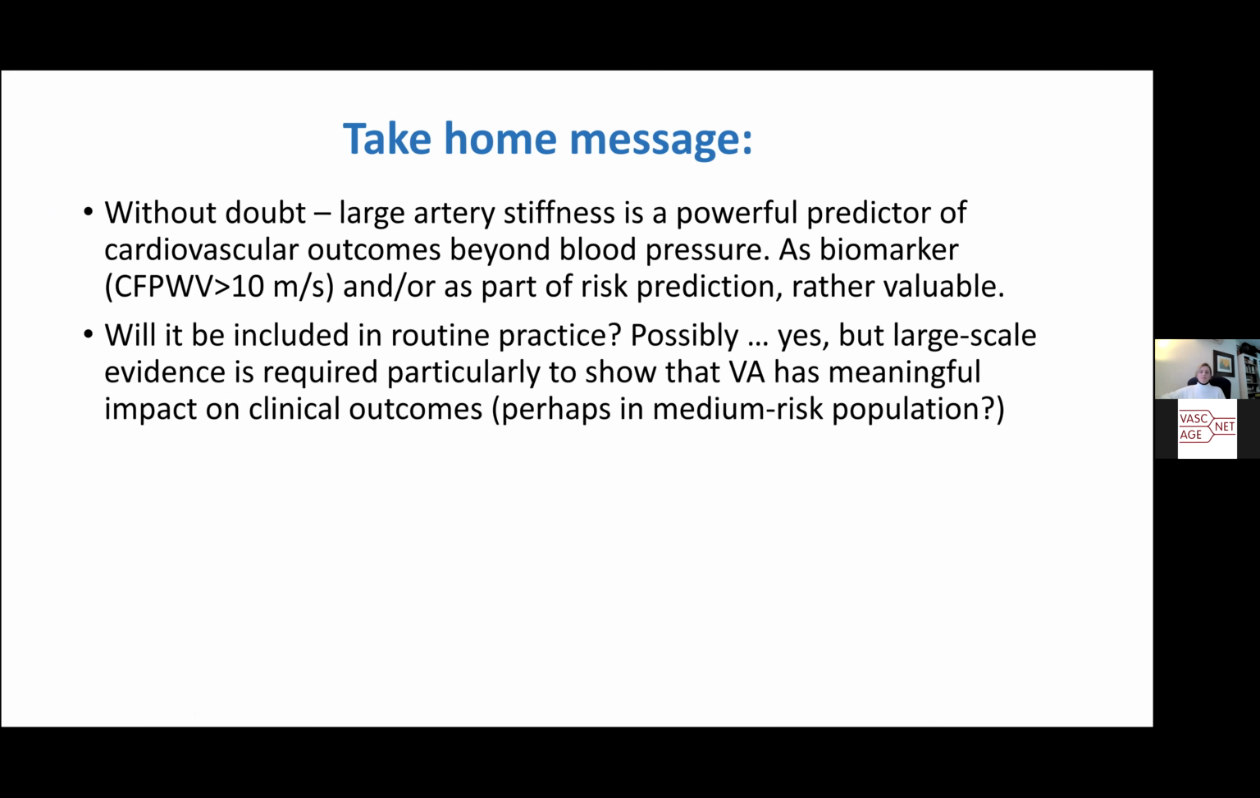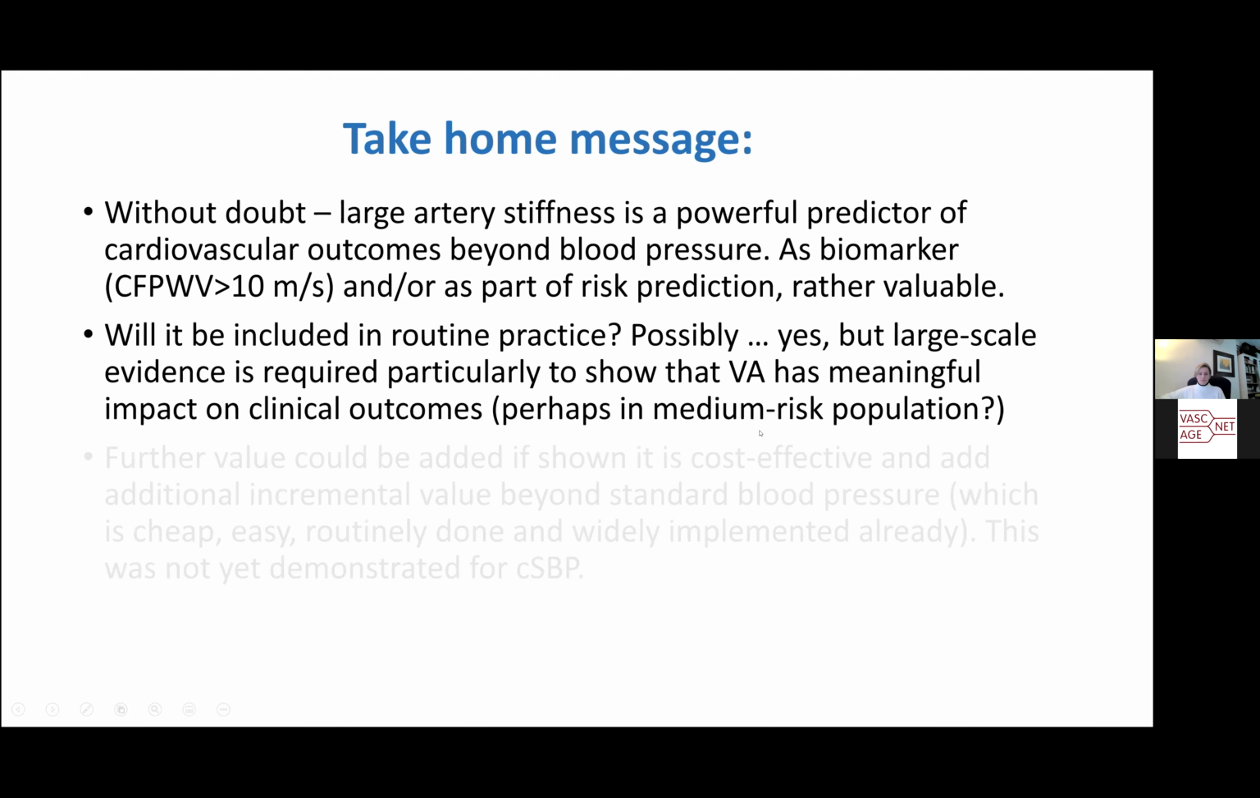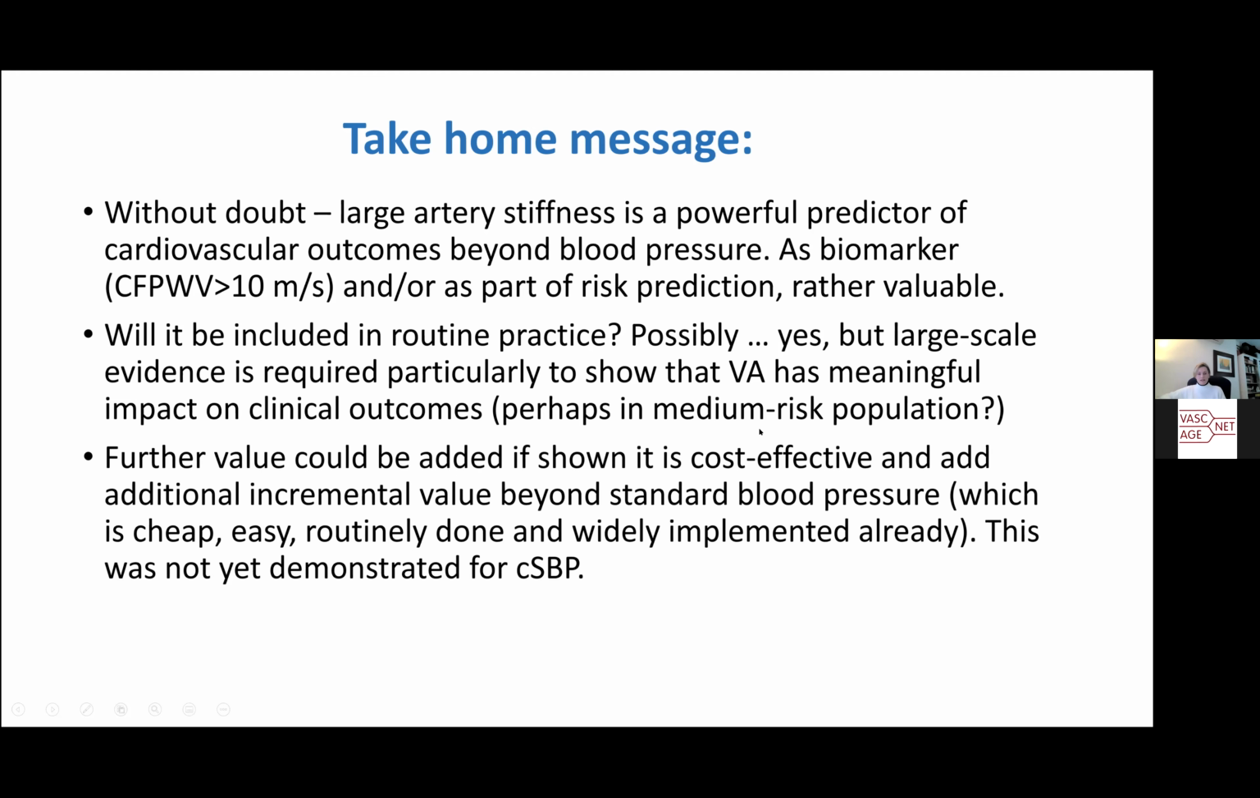Possibly yes. But as I said, it will depend on large-scale evidence such as randomized controlled trials, which is required to particularly show that vascular aging has a meaningful impact on clinical outcomes, perhaps in a medium risk or in a high-risk population specifically, maybe not in the general population. Maybe it's not helpful to do that already in children. It's not cost-effective potentially. It's also not, by the way, cost-effective to do blood pressure screening in children. So quite unlikely that would be the case for arterial stiffness, but again, I could be wrong.